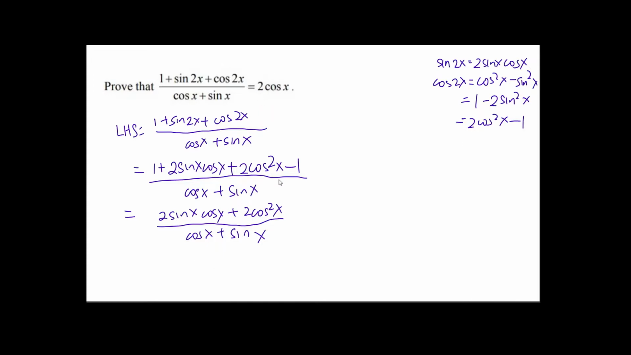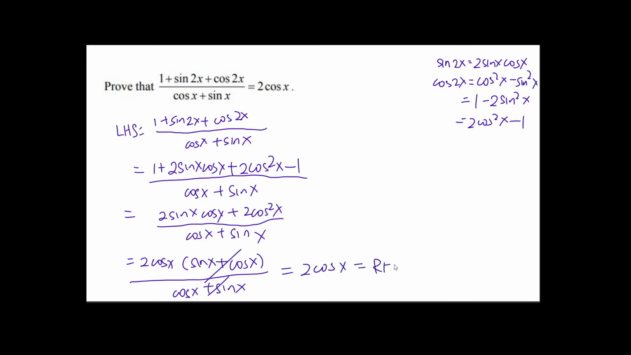So now let's take a closer look at the numerator. You notice that this term has 2 cosine x. This term also has 2 cosine x. So we can factorize out 2 cosine x. And what we'll be left with will be sine x plus cosine x. Okay? So we know that it is sine x plus cosine x. This is also sine x plus cosine x, and we can cancel them. So we'll be left with 2 cosine x, which is what we need to prove for the right hand side. So we have proved this identity.